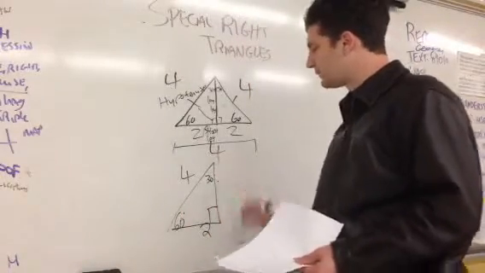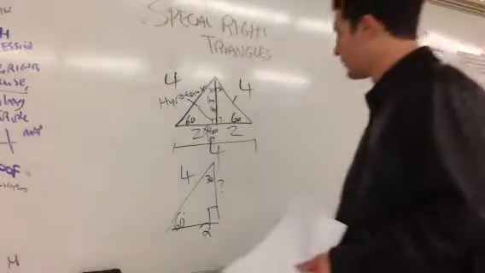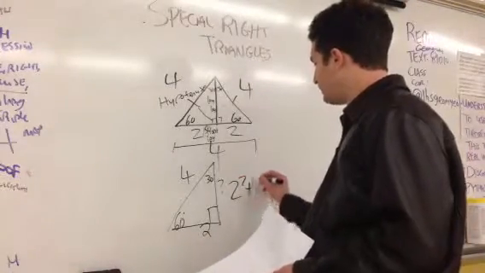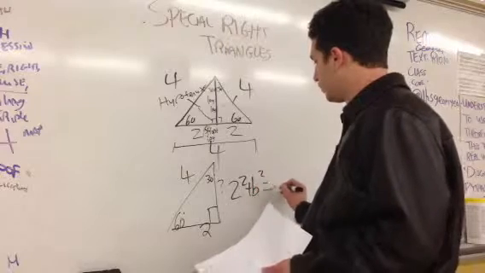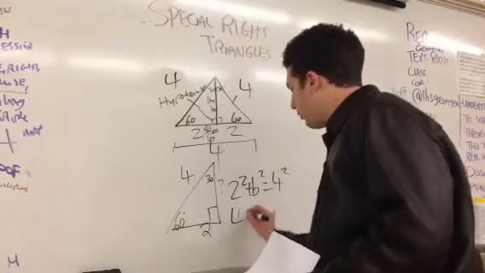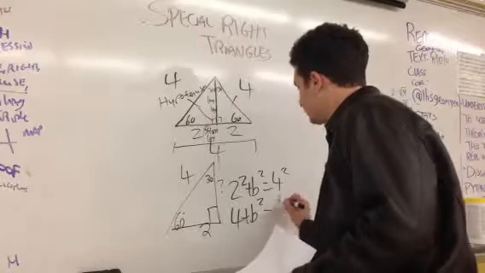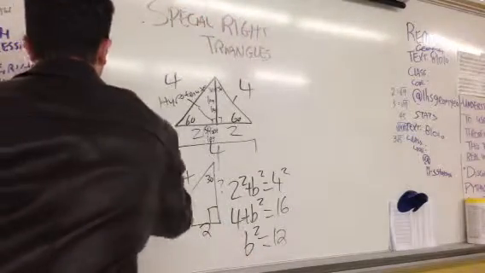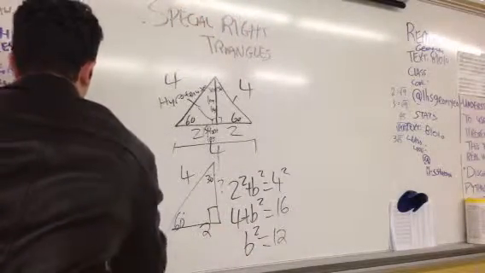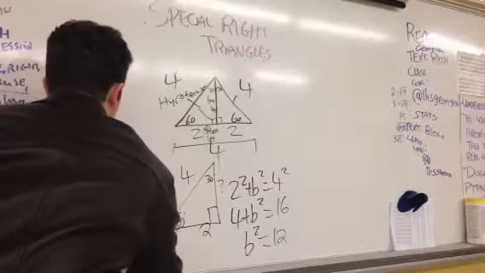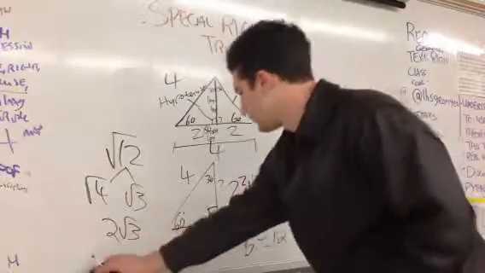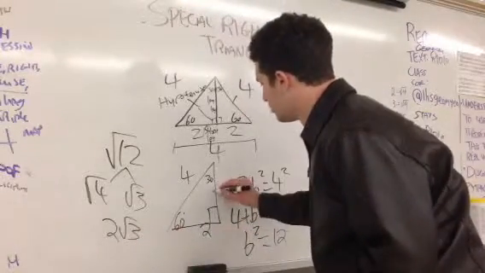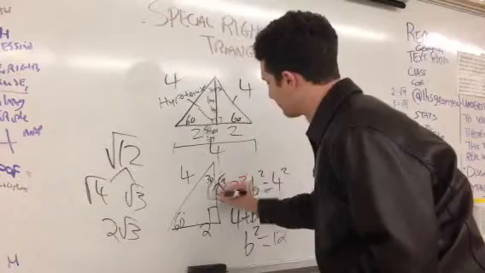Okay, I want to find out what this is. I can use my Pythagorean theorem. So I have 2 squared plus b squared equals 4 squared. So 4 plus b squared equals 16. b squared is 12. And how do we break down the square root of 12? The square root of 12 is the square root of 4 times the square root of 3. I have 2 square root 3. So this side length over here, where the question mark is, becomes 2 square root 3.